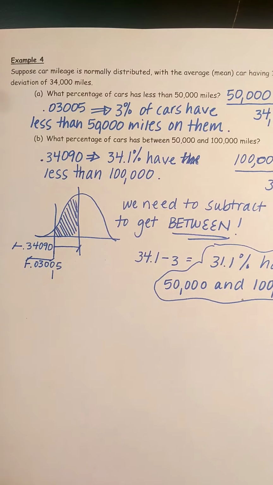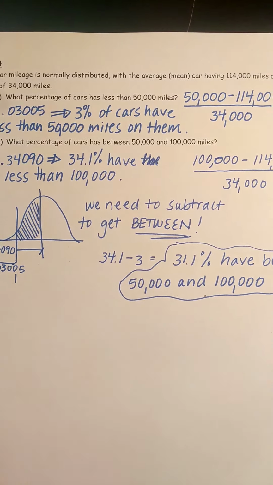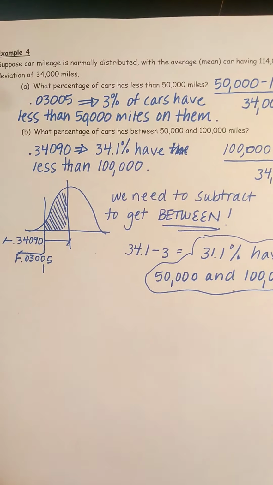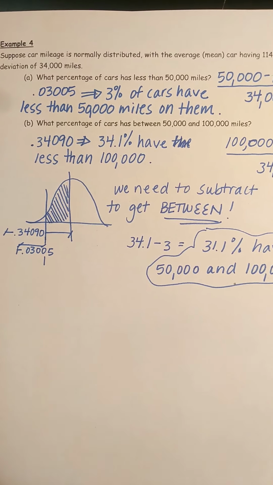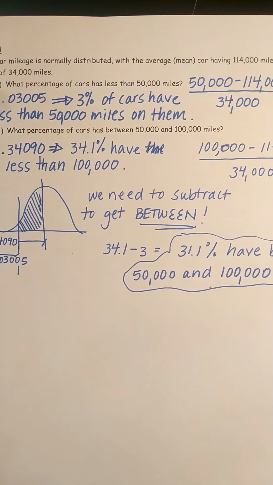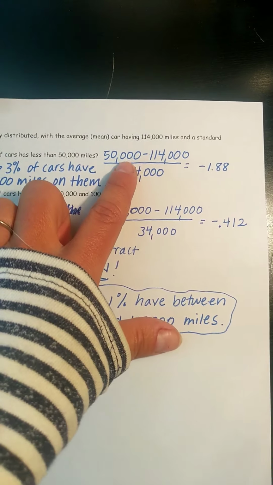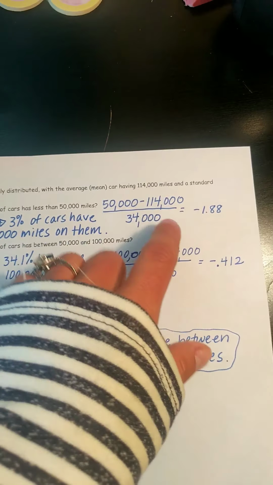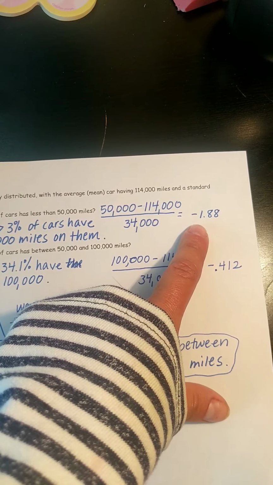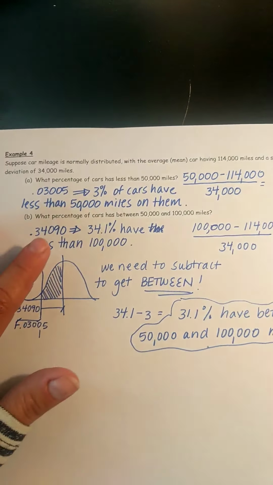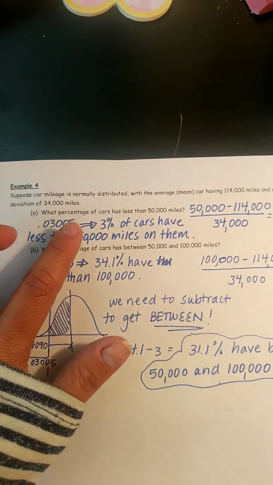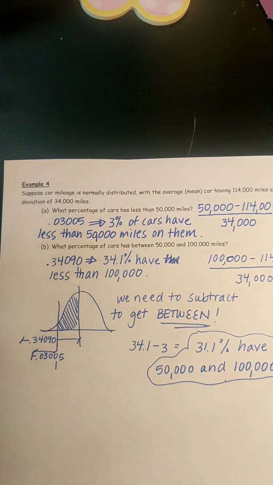So it says, suppose car mileage is normally distributed with an average mean car having 114,000 miles and a standard deviation of 34,000. What percentage of cars have less than 50,000? So I do my z-score calculation. 50,000 minus 114,000 over the standard deviation gives me a z-score of negative 1.88. If I look up that z-score, this is what I get. Remember, it's always less than that, which tells us that 3% of cars have less than 50,000 miles on them.